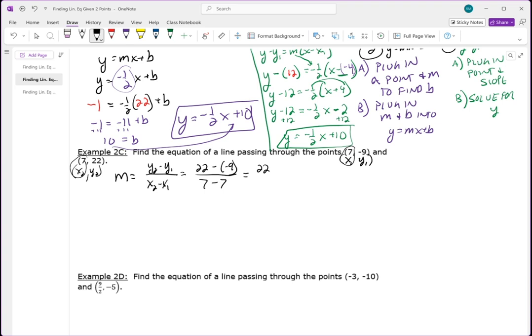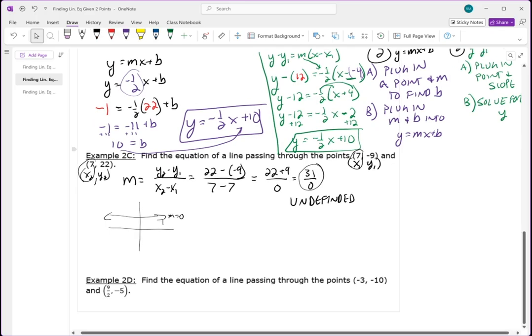Now, if I look at this, this is going to end up with 31 divided by 0. Now this, I cannot take $31 and divide it amongst 0 people. This is actually undefined. The slope is undefined. So we can have a slope that's 0. This has a slope of 0. But an undefined slope would look like a vertical line.